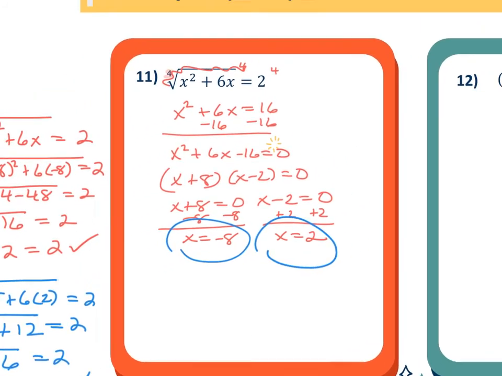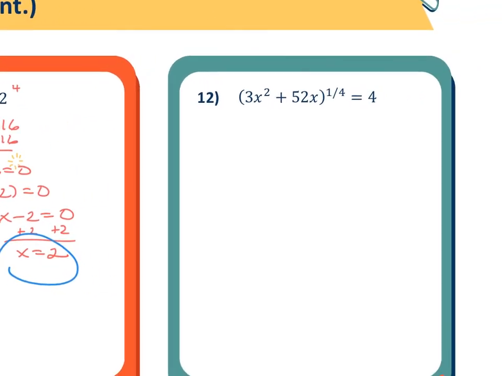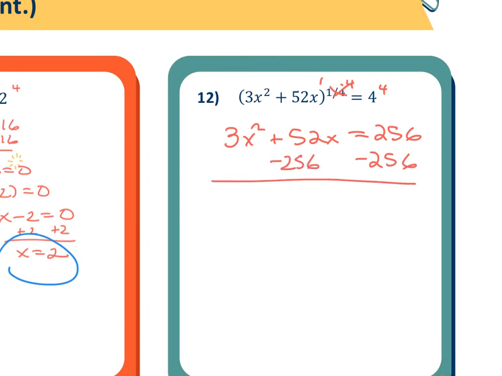Number 12 is similar because, again, remember, the 1/4 power is the same thing as the fourth root. So again, what we'll do to get rid of this 1/4 is raise both sides to its reciprocal. So this will come out. This becomes a 1. So 3x squared plus 52x. 4 to the 4th power is 256. Move it over. 3x squared plus 52x minus 256 equals 0.